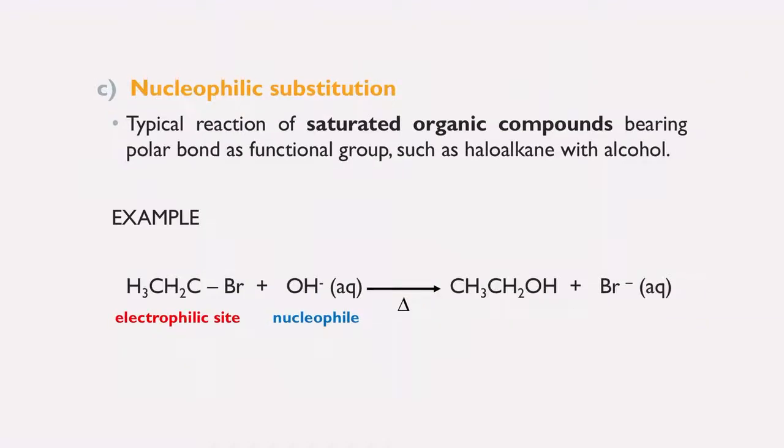Okay, then you have nucleophilic substitution. Nucleophile maksudnya awak akan substitute in your nucleophile into your electrophile here. So here you have, let's say, CH3CH2Br, and then you have OH minus your nucleophile, and then you have CH3CH2OH. Nampak tak? So basically OH ni yang ganti tempat Br.